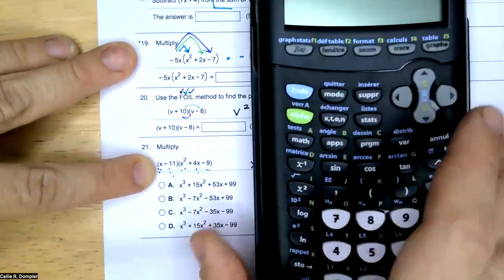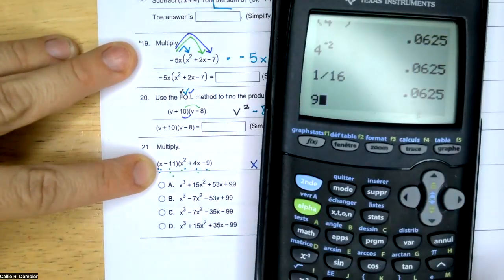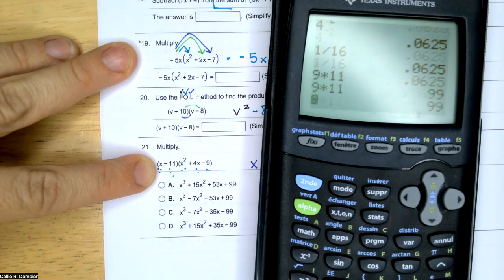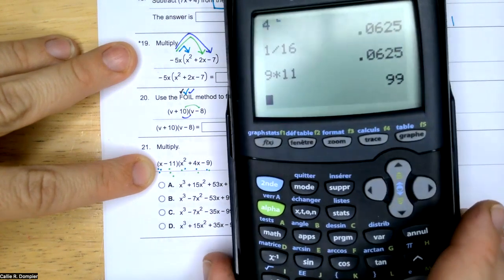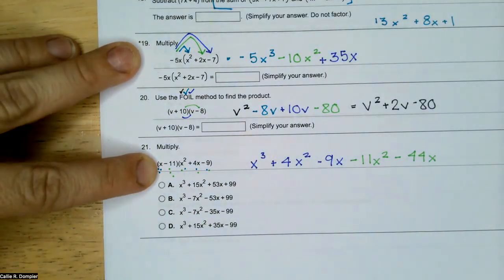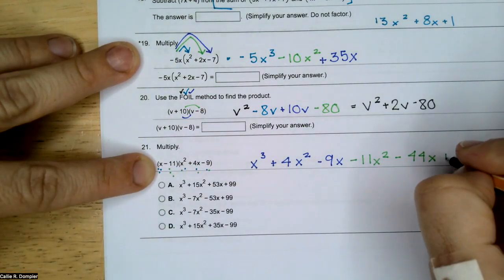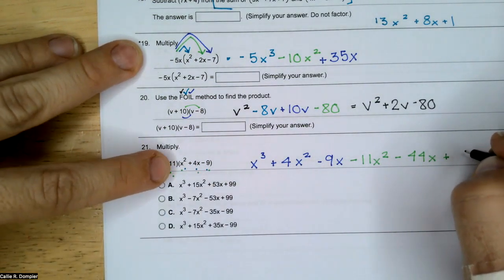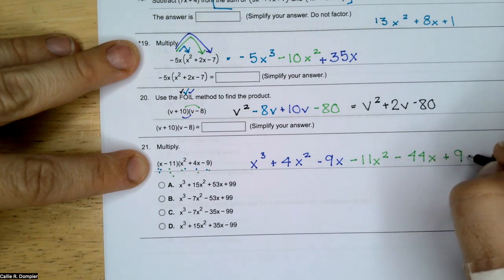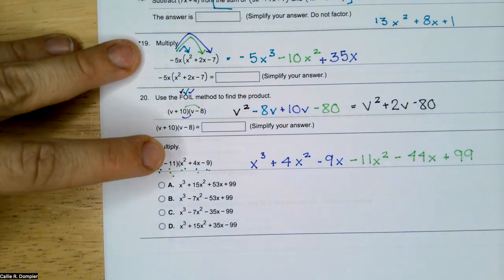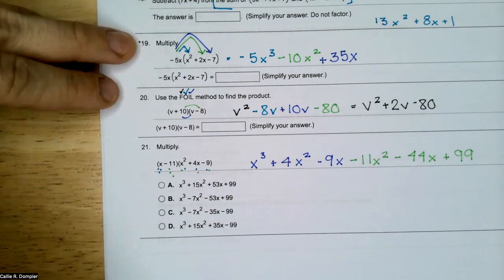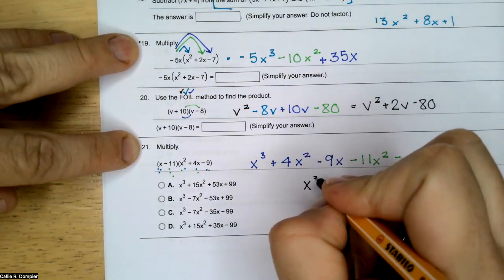Again, 9 times 11. It's just that number twice. If it's single digits, negative times a negative is a positive. So 11 times 9, negative 11 times a negative 9 is going to be a positive 99, no variable. Good. All right. X to the third.